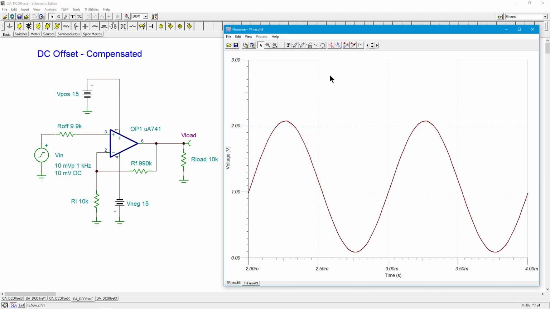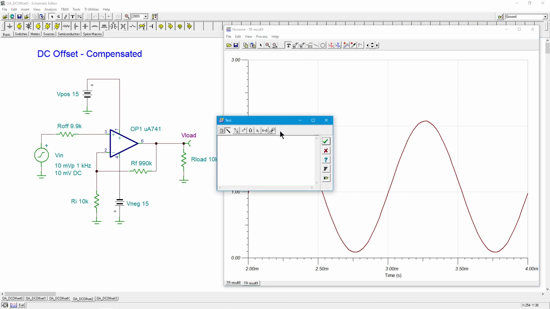Okay, now this is circuit number 2. So let me put a little text box up here.